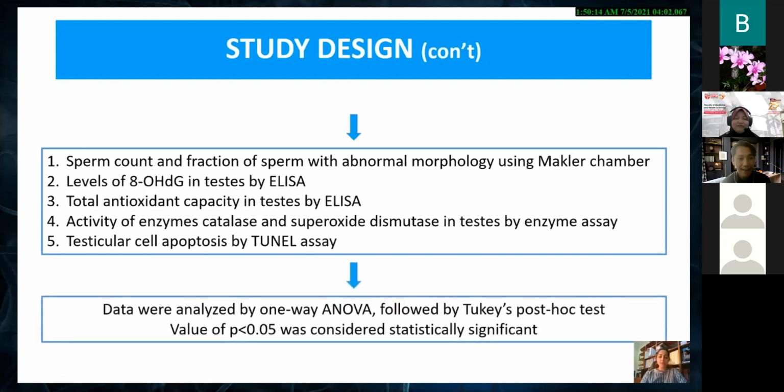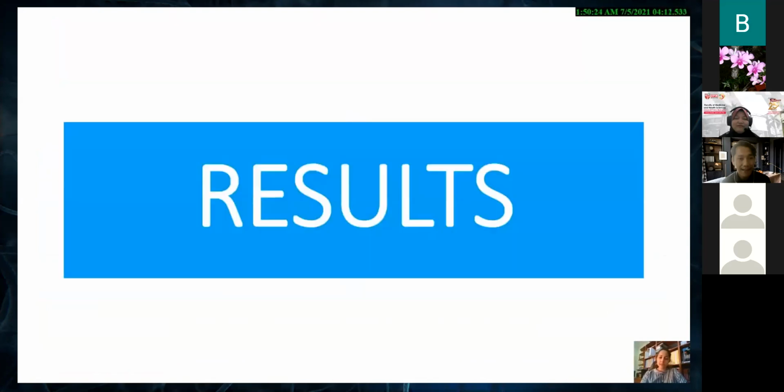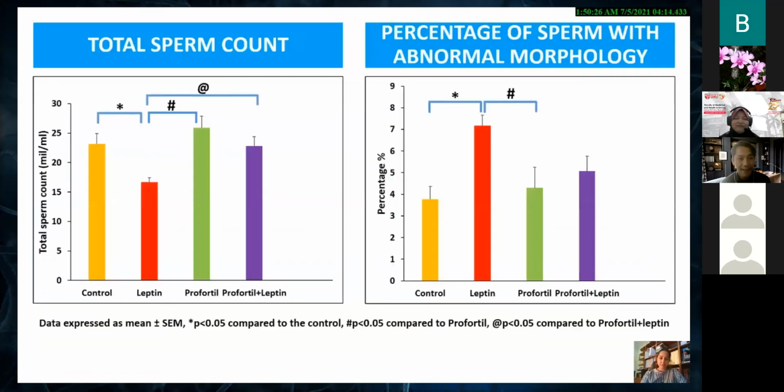All data collected was analyzed by one-way ANOVA, followed by Tukey's post-hoc test. A value of p less than 0.05 was considered statistically significant. The results obtained were as follows.